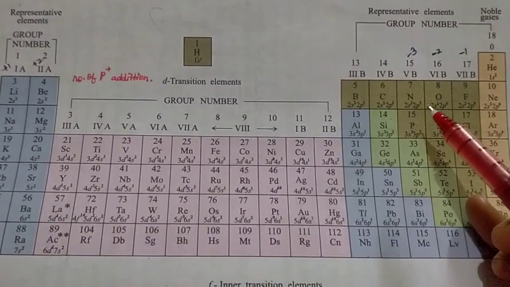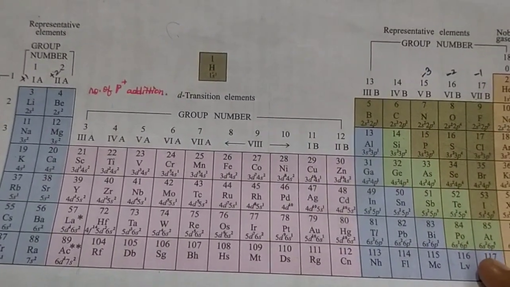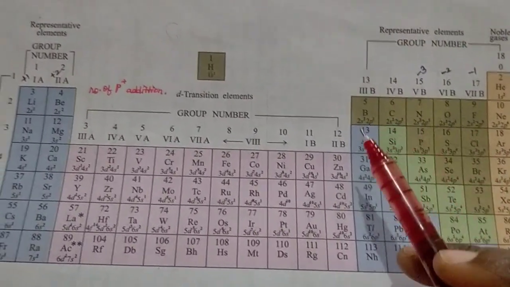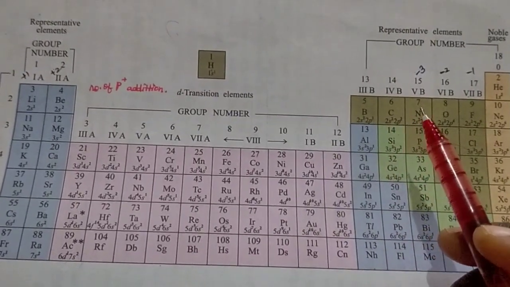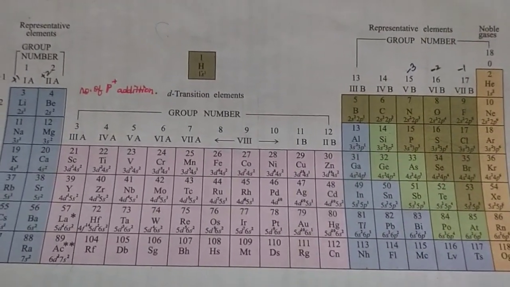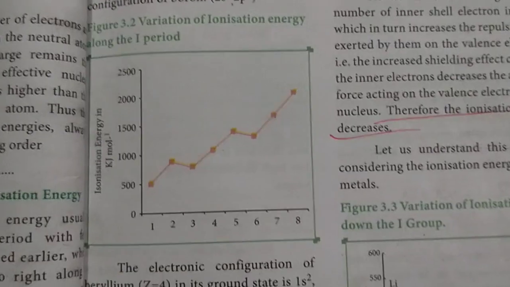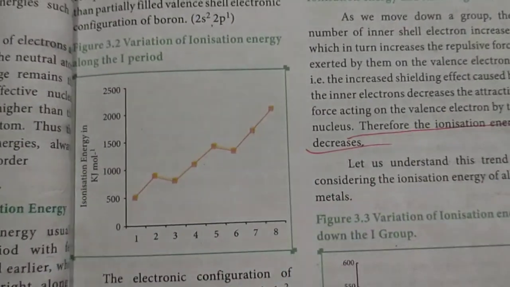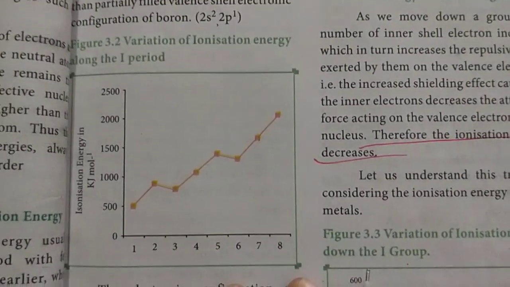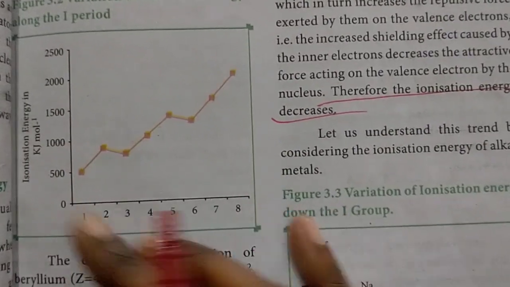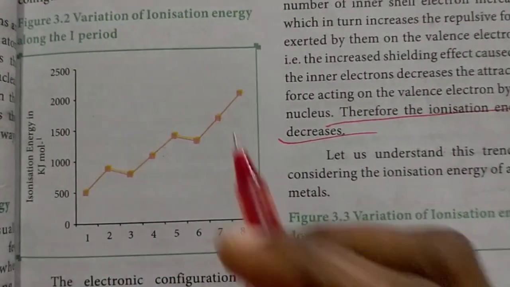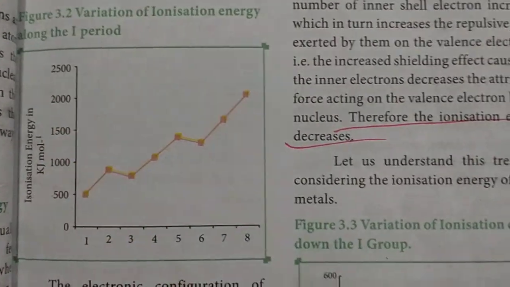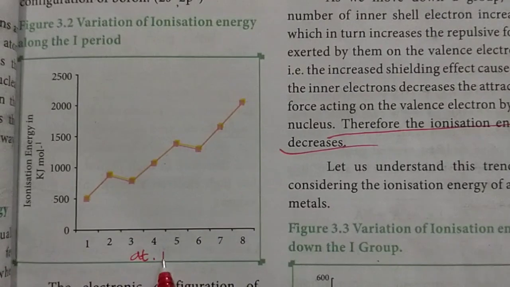But the ionization energy has some exceptions in this period 2. Take page number 85. This is the graph given here, with atomic number versus ionization energy. This is ionization energy, and this is atomic number.